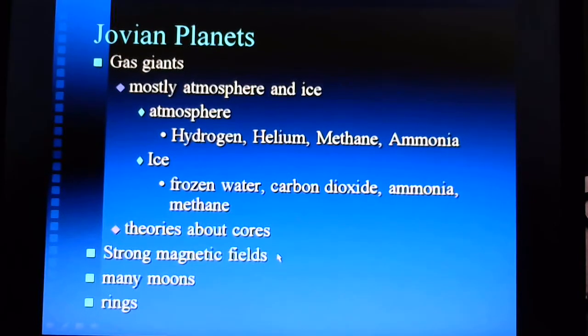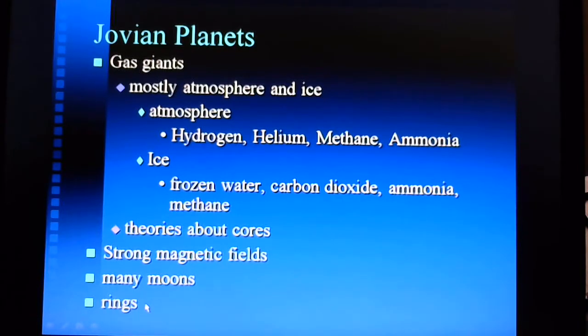So, for magnetic fields, we have talked about that too. The planets with the strongest magnetic fields are the outer planets, and Jupiter has the strongest magnetic field in the solar system, except for the sun. And then all of those planets out there had lots of moons going around those big gaseous bodies. And all four Jovian planets have rings.